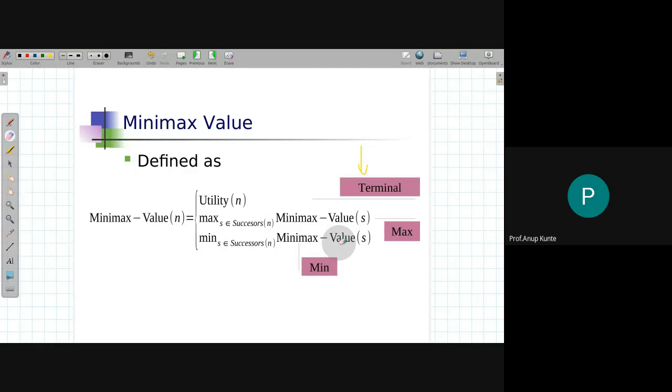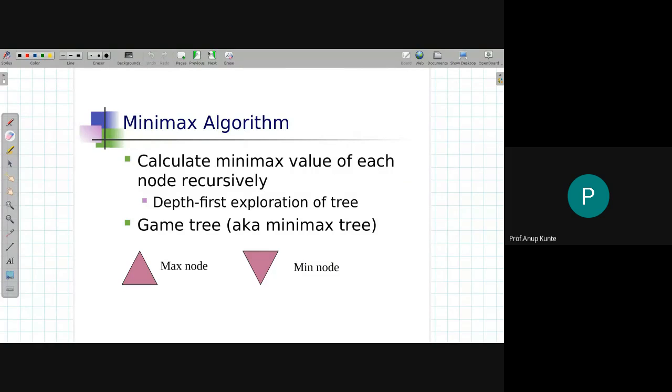This is how this algorithm works. Okay, so the algorithm is very simple. Generally, when you draw a tree in books, there are different ways to represent it. A max node is always represented by an upward-drawn triangle, and a min node is always shown by a downward-drawn triangle. This is how a min-max tree or game tree is drawn.